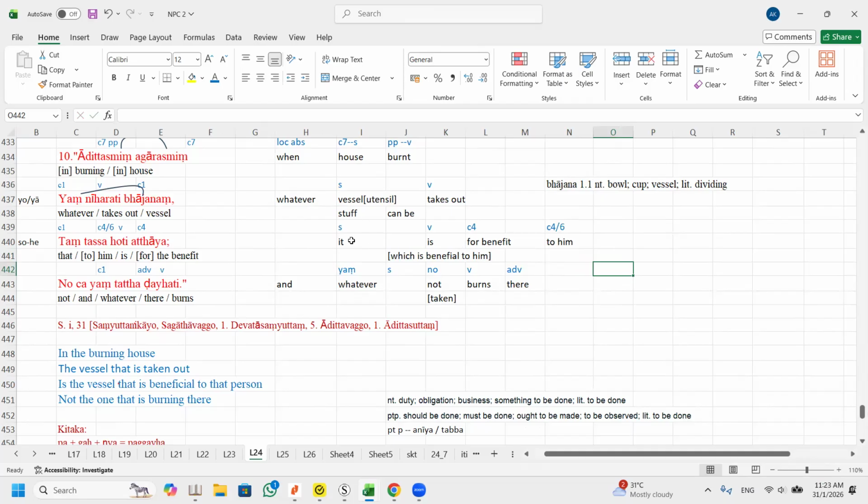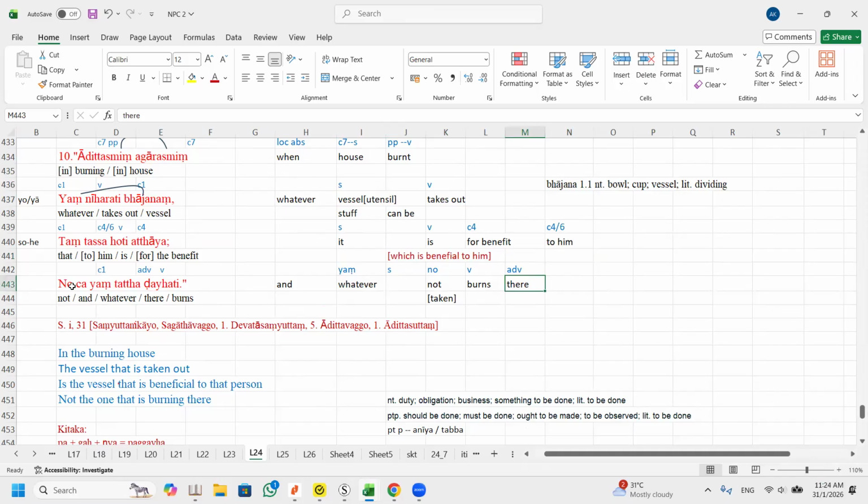But line by line, you cannot do this. Overall, you can do this because this second line implies which is beneficial to him. You see, it is for benefit to him. So it means the same. I think you can understand English is like that. Which is beneficial to him. Correct. So now the last line.